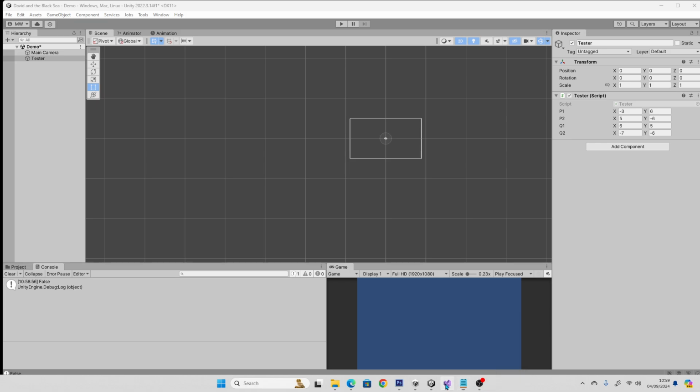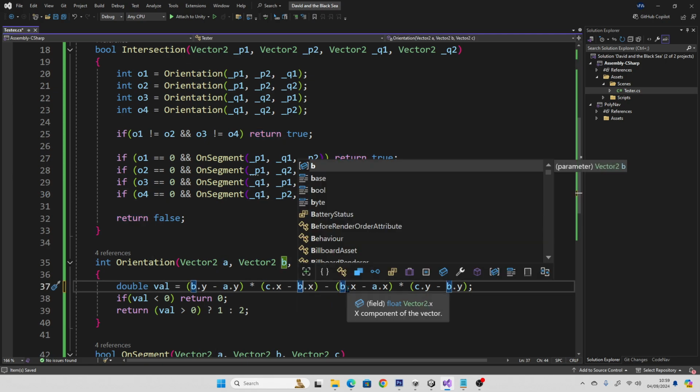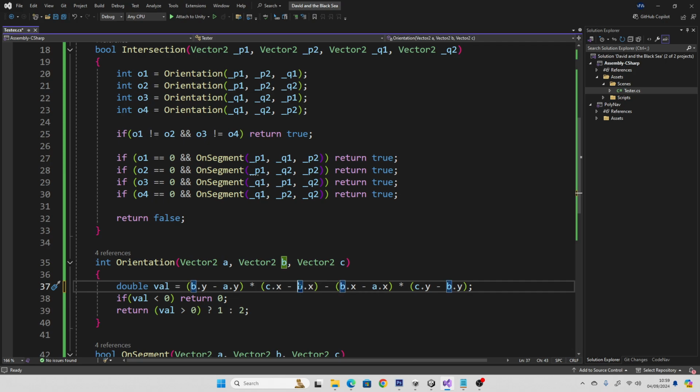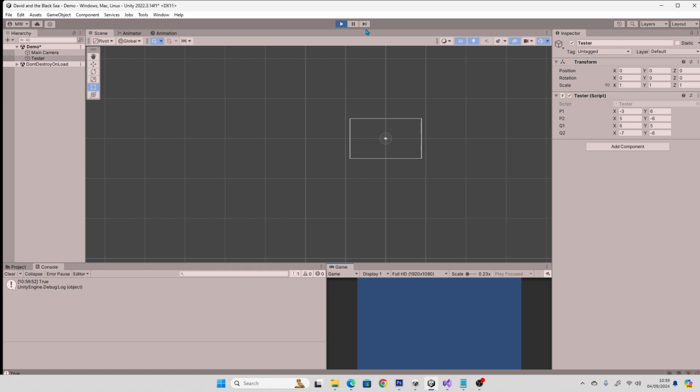Let's check our equation. Orientation is supposed to be dy minus ay times cx minus bx. And then bx minus ax times cy minus by. Okay, so that was my problem there. Save. Third time's a charm. That's what I get for just copying them over. True. Okay. And we knew from our graph before that that was a crossing one.